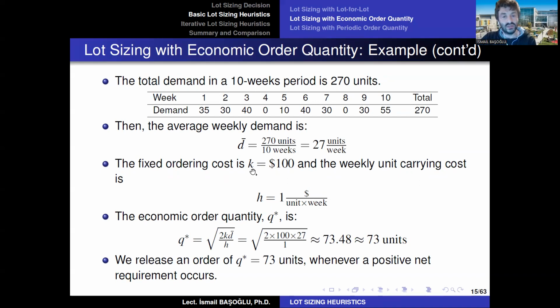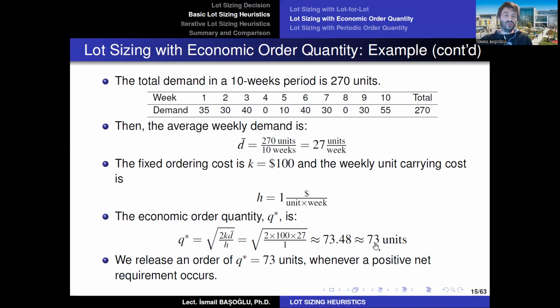Now, when we plug in this information, K as 100, D bar as 27, and unit carrying cost as 1 in this formulation, the economic order quantity will be estimated as 73.48. Now, we are going to round this to the closest integer in this problem because we are solving this problem usually with discretized values, and the integers are the best candidates for the discretized values.